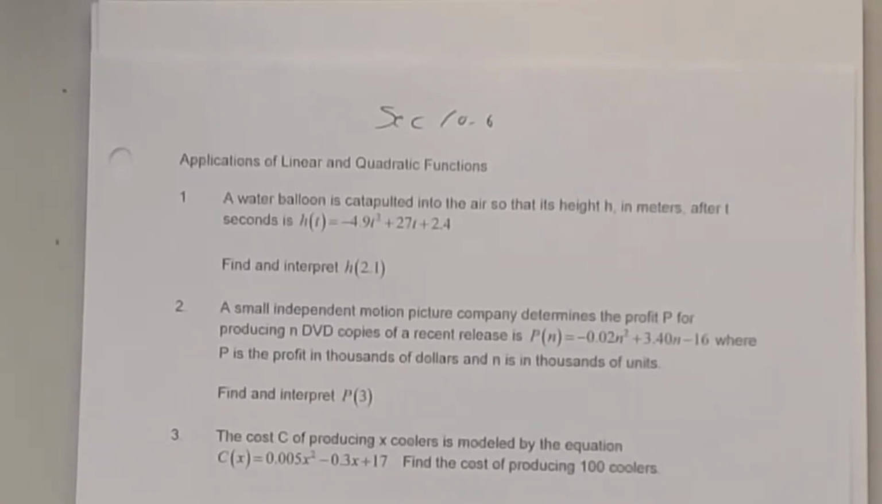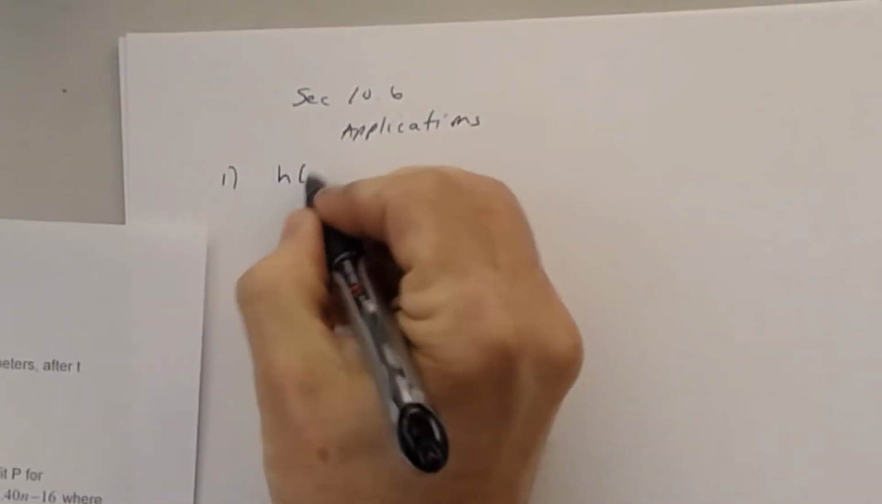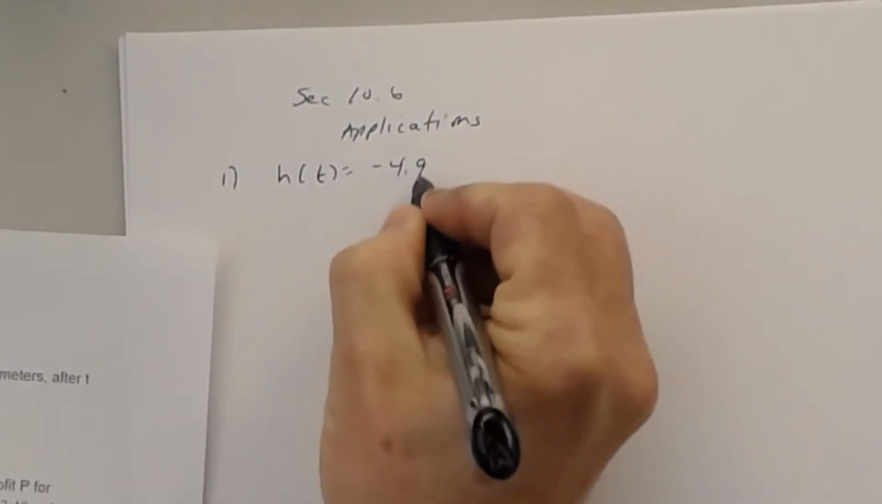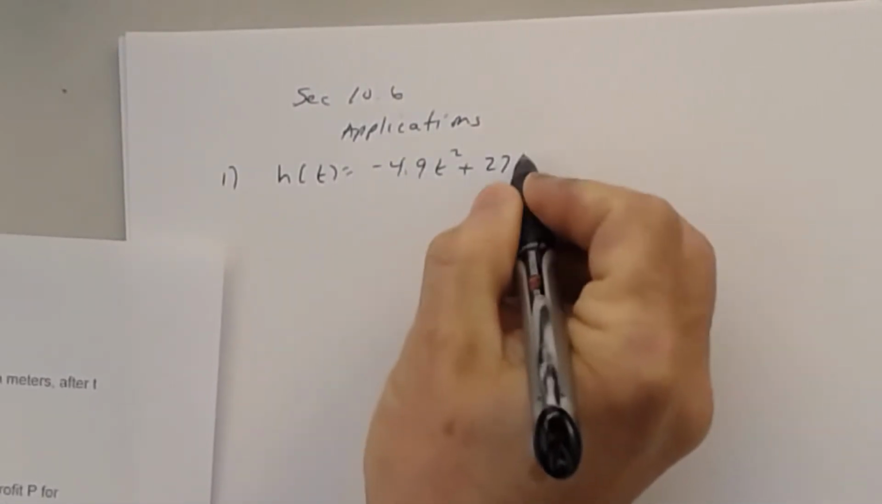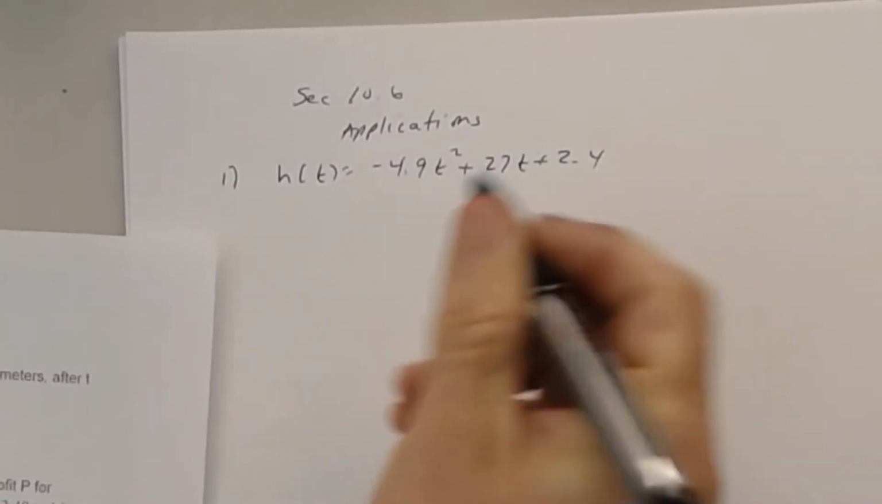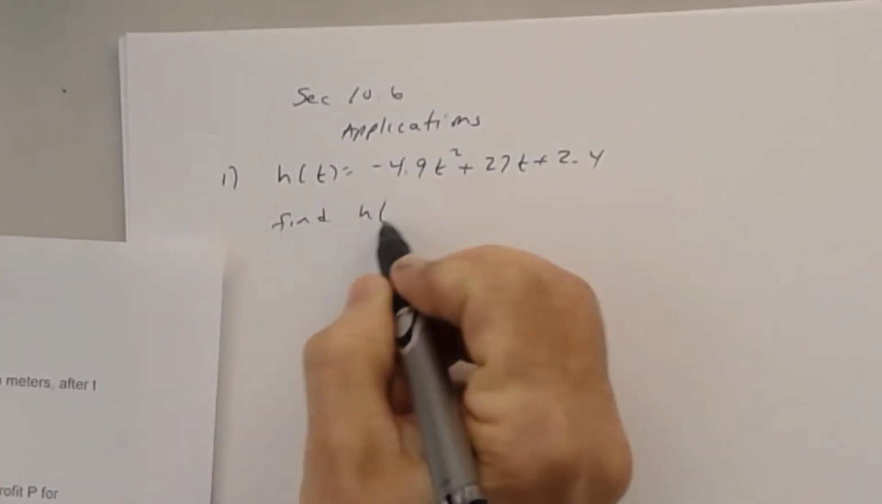So number one says a water balloon is catapulted into the air so that its height h, which is in meters, after t seconds is given by this function. h of t equals negative 4.9 t squared plus 27t plus 2.4. And then you want to find and interpret h of 2.1. All right, you need your calculator with this. So first of all, the function h of t is negative 4.9 t squared plus 27t plus 2.4. And again, you want to find h of 2.1.